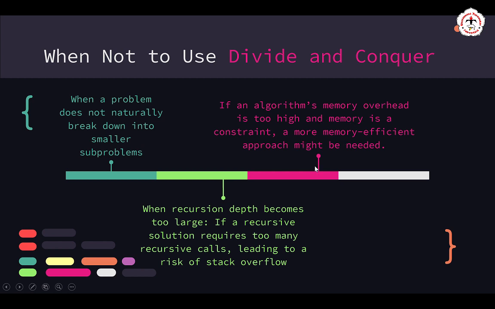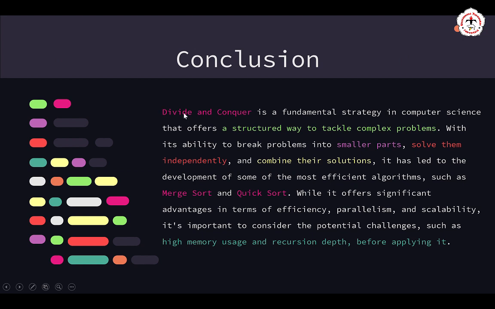Conclusion. Divide and conquer is a fundamental strategy in computer science that offers a structured way to tackle complex problems. With its ability to break problems into smaller parts, solve them independently, and combine their solutions, it has led to the development of some of the most efficient algorithms, such as merge sort and quicksort. While it offers significant advantages in terms of efficiency, parallelism and scalability, it's important to consider the potential challenges, such as high memory usage and recursion depth, before applying it.